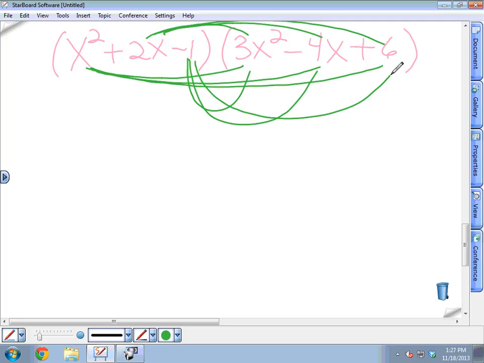And then you could keep going. They could give you something with 6 terms multiplied by something with 6 terms. It would just get to be more math. But it's the same concept. You're just going to multiply every factor by every factor.